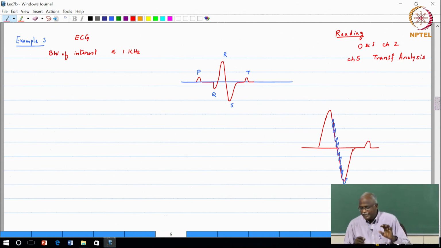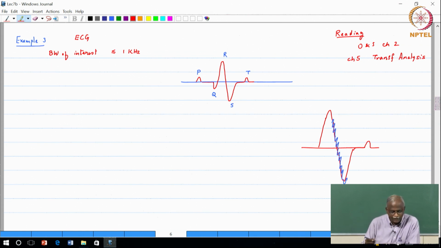But there is one in-band impairment which is very, very common in ECG signals. That is what is shown in the blue on the right hand side. Anyone guess what it is? 50 hertz interference. So, basically there is a superposition of 50 hertz which is your AC supply, and occasionally there could be harmonics of the 50 hertz. You may have 100 hertz, 150 hertz as well.